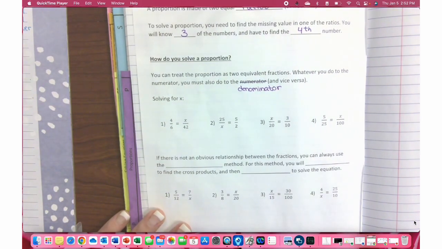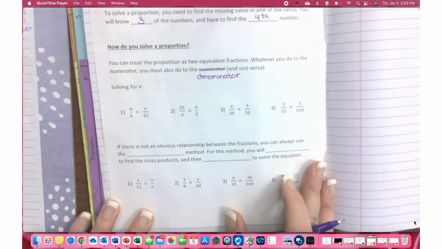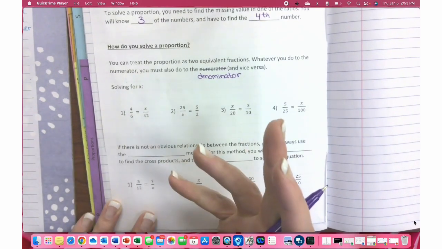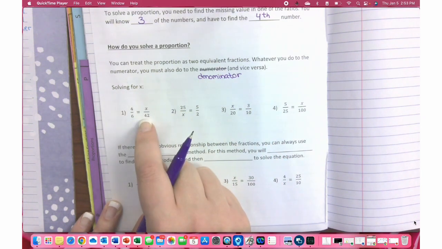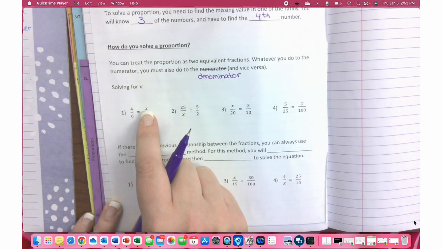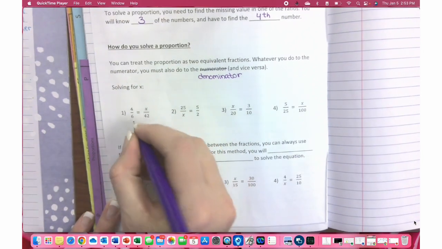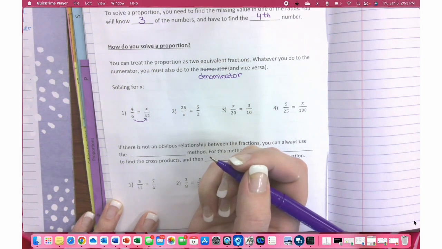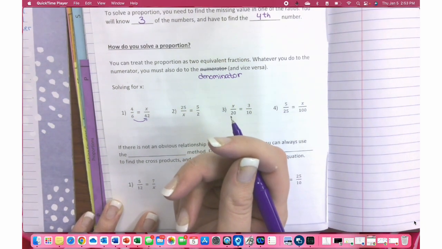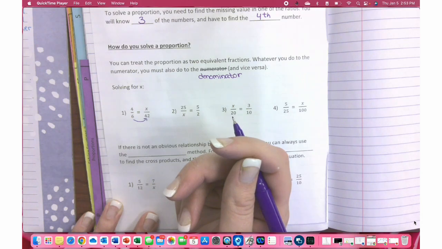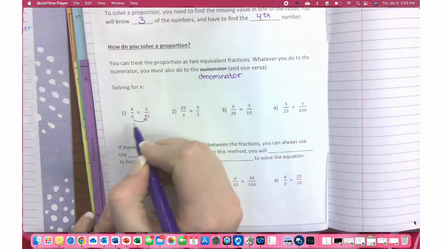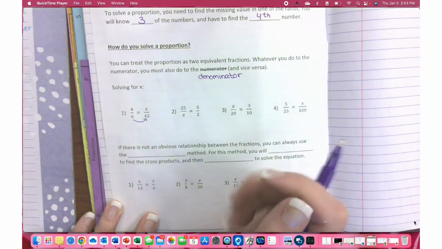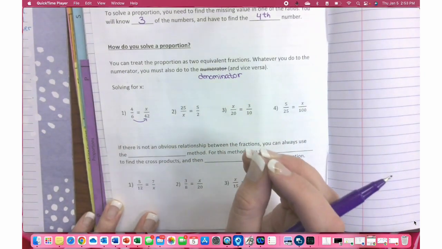Okay, so in number 1, it's asking me to solve for x. I'm going to look at the two numbers that I know. For instance, I have both of my denominators here, but only one of my numerators. So I'm going to start by looking at the denominators, and I'm going to figure out what is that relationship between the 6 and the 42. If I'm dealing with a proportion or proportional relationship, I'm only dealing with multiplying and dividing between these two numbers. I'm not looking at adding or subtracting because that would be an additive relationship. This is strictly a proportional relationship.